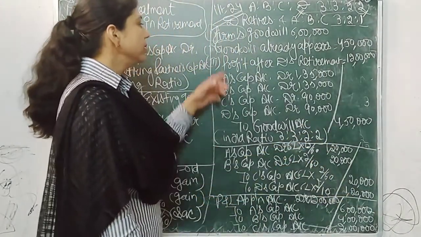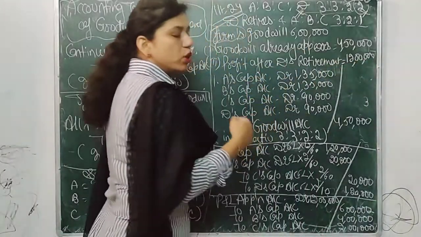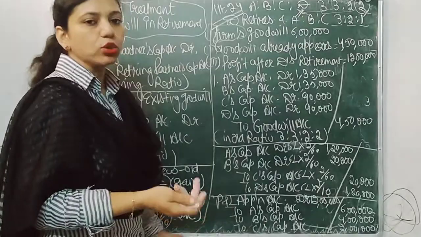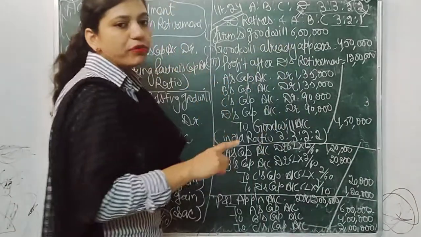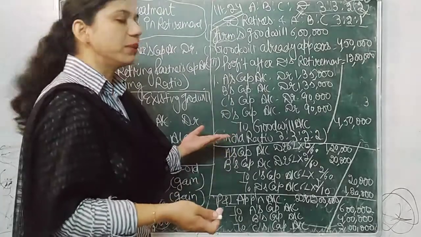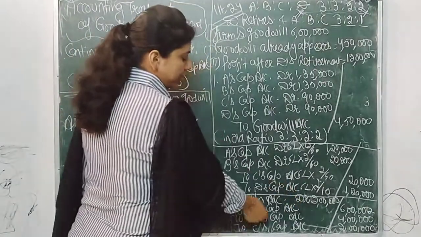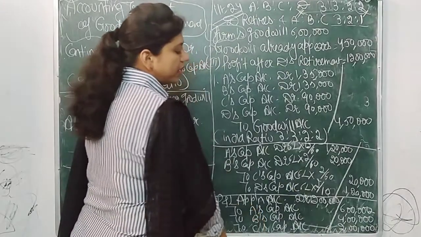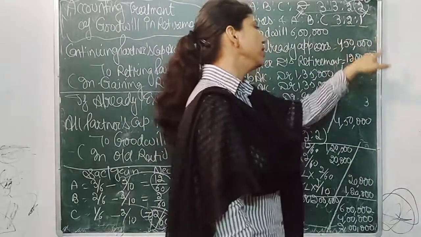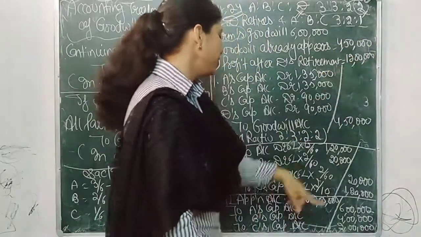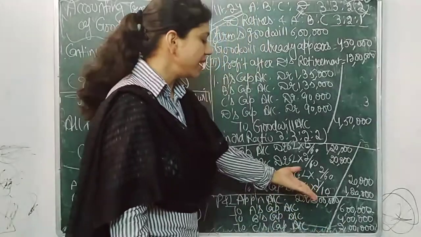Third, we have profit after D's retirement of 12 lakh. Because it is after D's retirement, it will be in new ratio. With profit, the capitals of partners will be increased. So P&L Appropriation account debit to A's capital, B's capital, C's capital in their new ratio. New ratio is 3:2:1. So this 12 lakh will be divided in 3:2:1: 6 lakh, 4 lakh and 2 lakh.